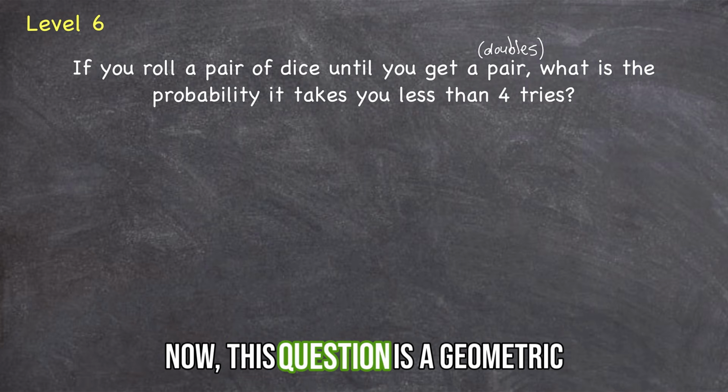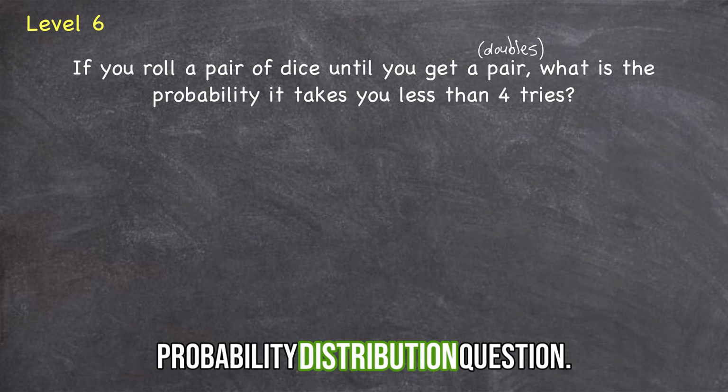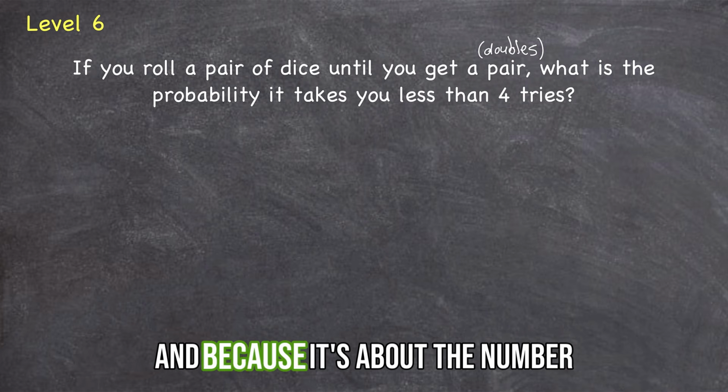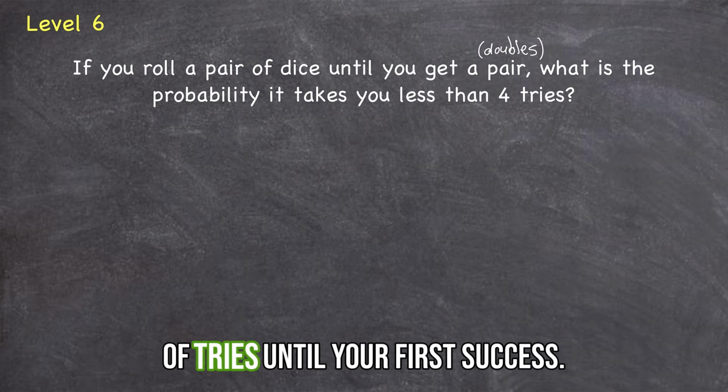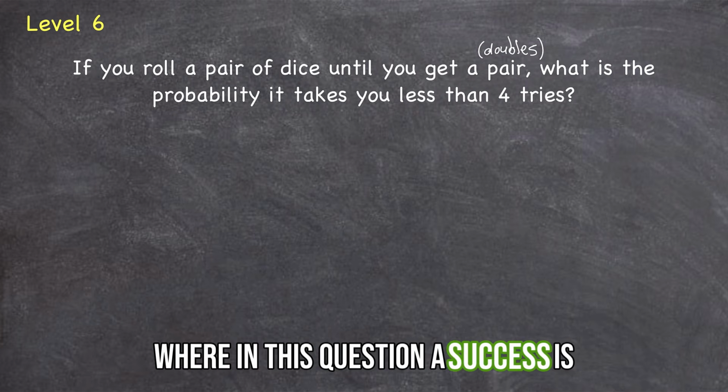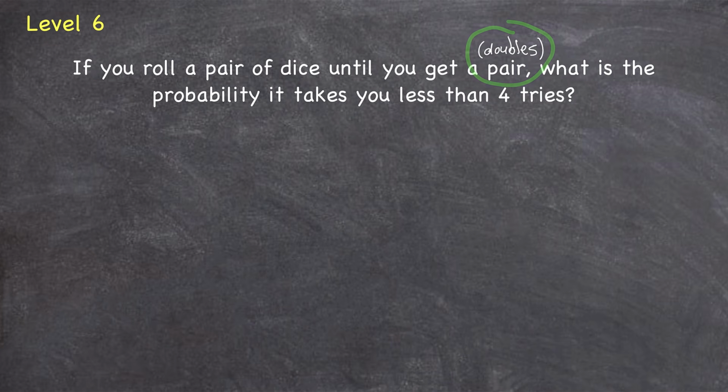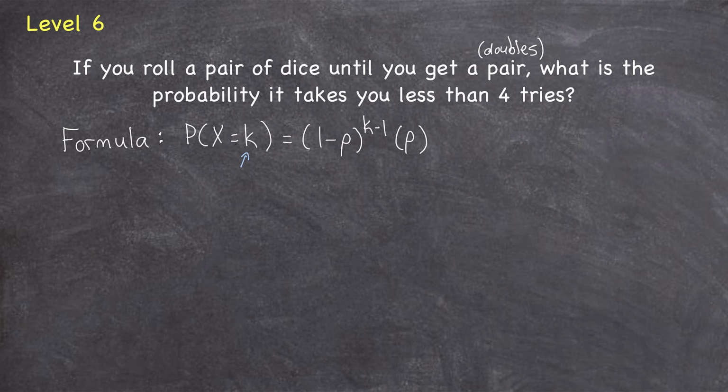Now this question is a geometric probability distribution question, because it's about the number of tries until your first success, where in this question, a success is rolling doubles. The formula for a geometric probability distribution looks like this, where K stands for the trial number that is the first success. 1 minus P is the probability of failure, P is the probability of success, and K minus 1 would just be your number of failures.